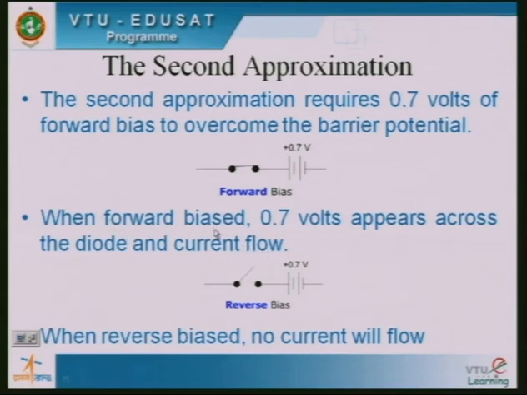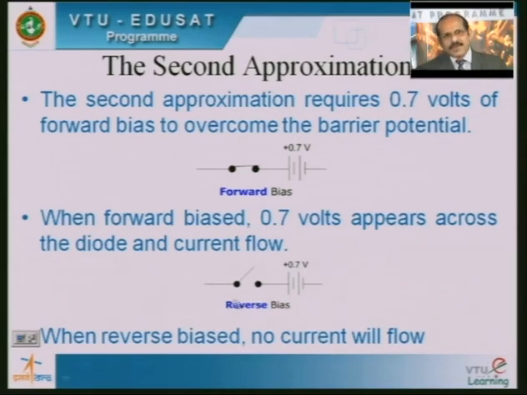Because when the semiconductor diode is forward bias, 0.7 volts appears across the diode and current flows. Similarly, whenever the diode is reverse bias, the diode can be represented by the open switch in series with the 0.7 volts battery, and therefore no current flows.